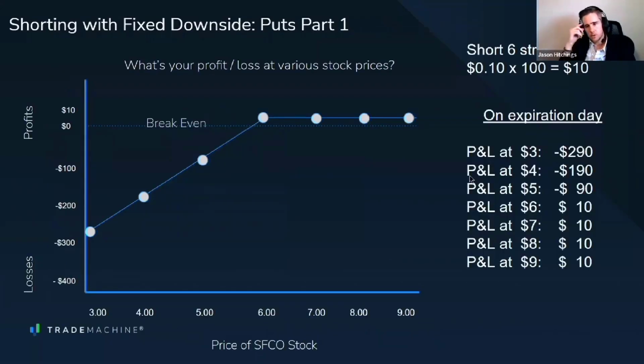So here's what that P&L chart looks like. You keep your 10 bucks above the strike price, and then you start losing $100 per dollar of price movement below, because you're going to be buying the stock at this price, and as the stock goes down, that's going to mean if you wanted to sell the stock that you'd be underwater.